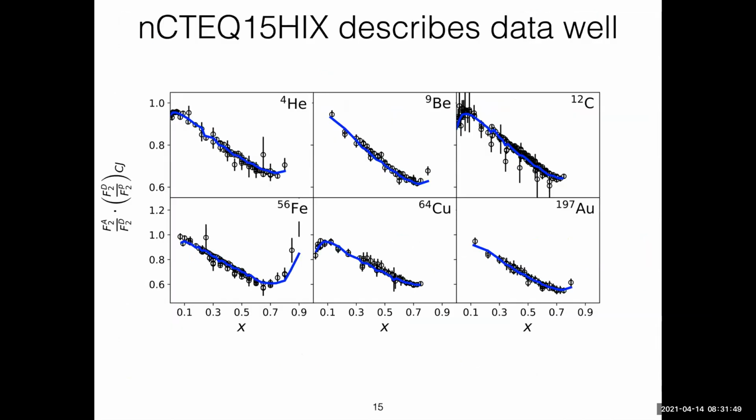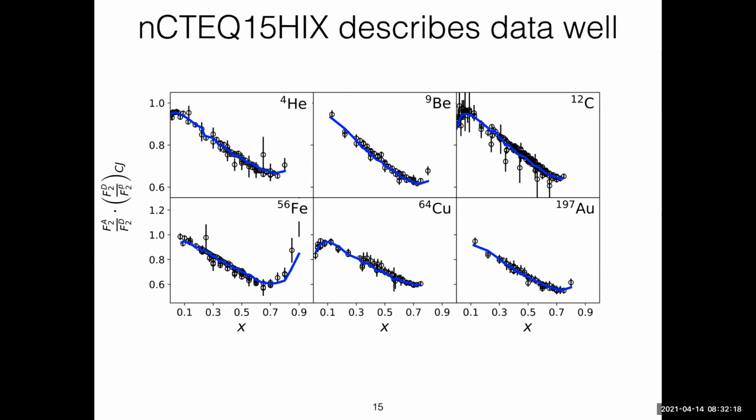So nCTEQ15, I would say, does a pretty good job at describing all of this high precision data. What I'm showing here are these EMC data sets that have been evolved relative to the proton now for a wide range of A, from helium all the way up to lead, or gold, as a function of X. I'm highlighting all of the JLab data by looking at a linear scale in X, and we do a pretty good job at describing the data within their uncertainties.